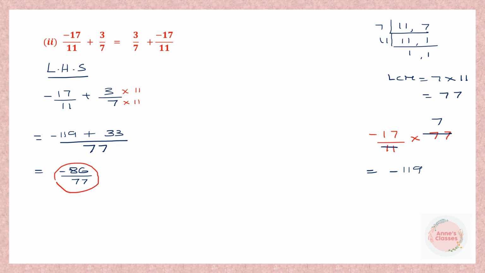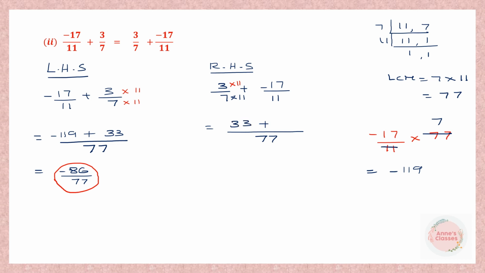Now let's work out what's on the right hand side. On the right hand side we have 3 by 7 plus minus 17 by 11. Let's write that down. So here we have to find the LCM of the denominators 7 and 11, which has already been found, and the LCM is 77. So let's write that as the common denominator. Now look at the first rational number, 3 by 7. The denominator is 7. So 7 into 11 is 77. So multiply 3 also by 11. 3 11s are 33. So this is 33.